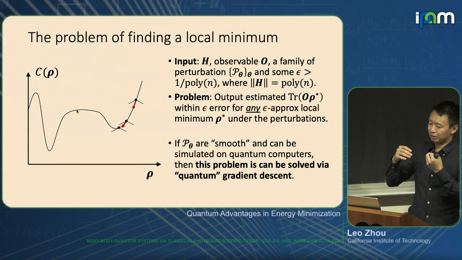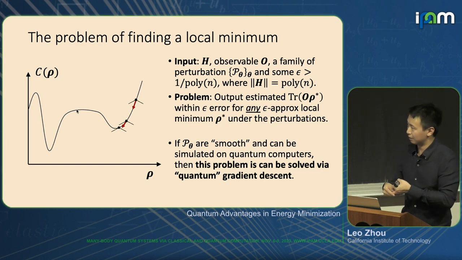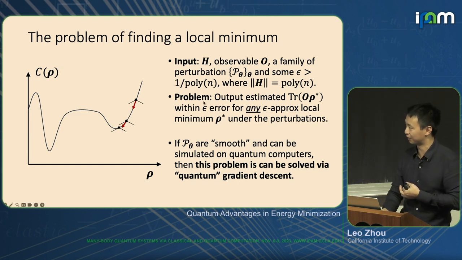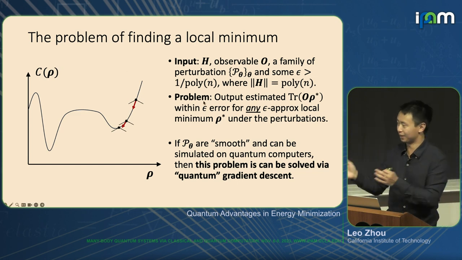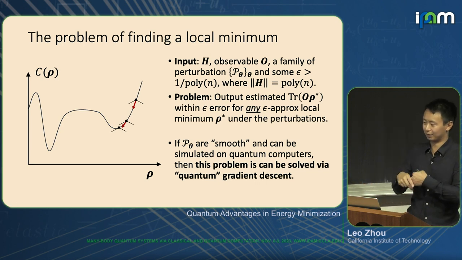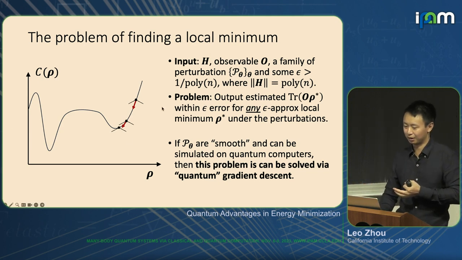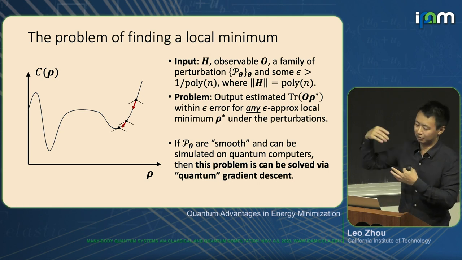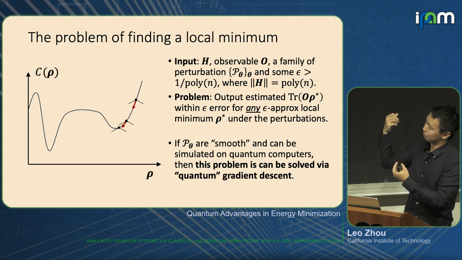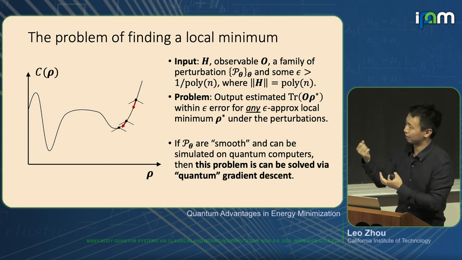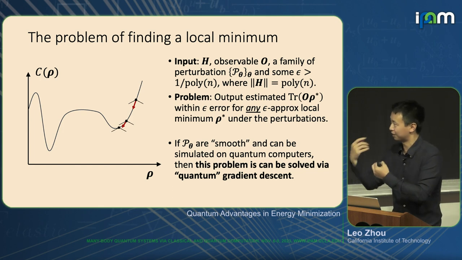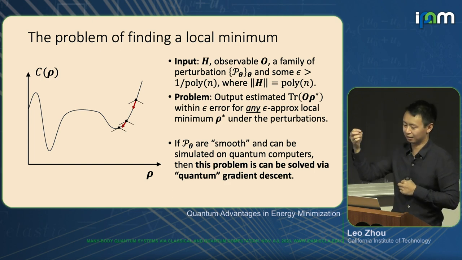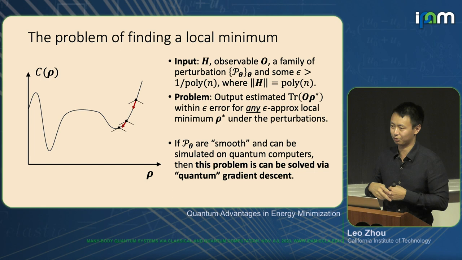If the perturbations are sufficiently smooth, and if the action of the perturbation can be simulated on a quantum computer, it's not surprising that this problem can be efficiently solved using a type of gradient descent on a quantum computer. The intuition is that you can calculate gradients locally in this landscape to decide where to go, apply the perturbations in the direction where the gradients are decreasing, and keep doing this until the gradients are small enough, which exactly satisfies the condition we talked about earlier for epsilon approximate local minima.